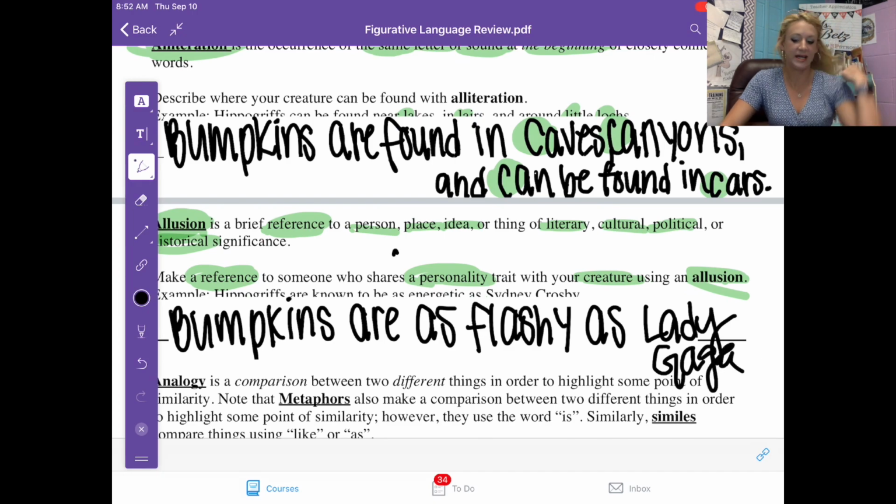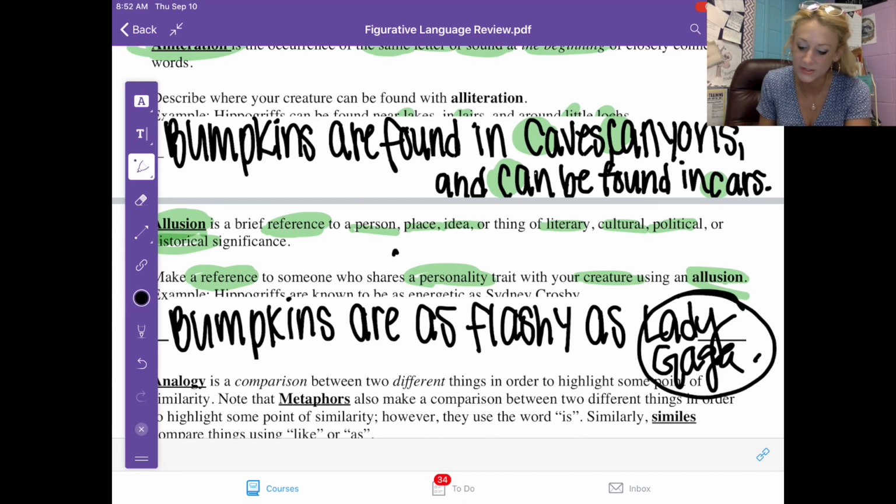Okay, so if bumpkins are as flashy as Lady Gaga, that is an allusion. You know who this is. She has cultural significance, allusion.